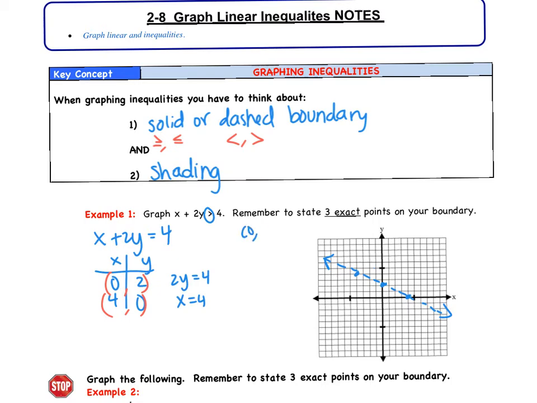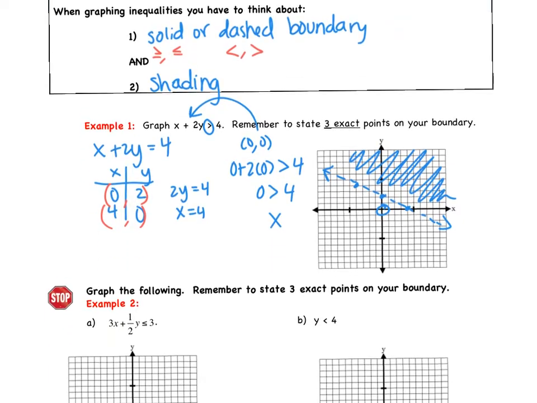So what I'm going to do is plug (0, 0) into my inequality. So I get 0 plus 2 times 0 is greater than 4. 0 is greater than 4. This is not true. What that tells me is I want to shade on the side that does not have (0, 0). (0, 0) is our origin, so we're going to shade over here.